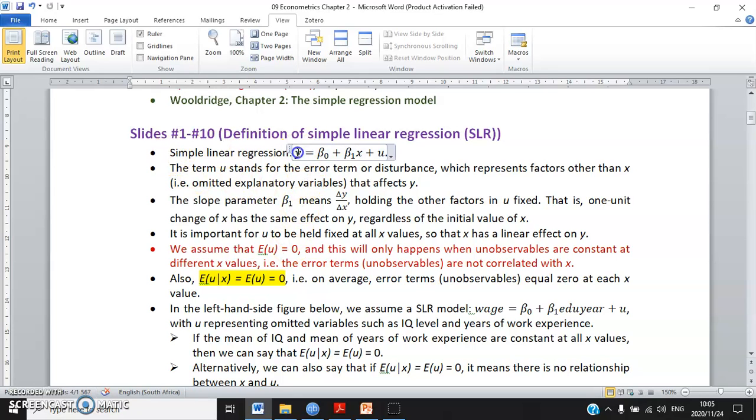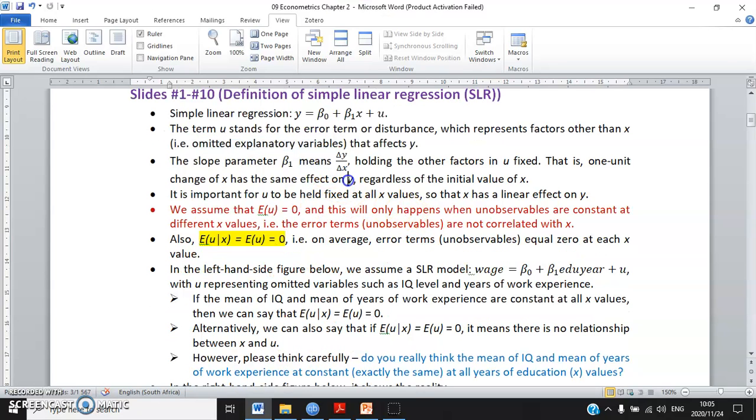So this is the simple linear regression. Okay, again, just a reminder. And then u stands for the error term or disturbance, which represents factors other than x that affect y. In other words, u stands for the omitted explanatory variables. Now the point is whether we make the right decision to run it as a simple linear regression. I think the answer is usually no, because in reality it is difficult to run a regression with only one explanatory variable. It's unlikely. There should be at least 2 or 3 factors that have some impact on the variation of y. And then the slope parameter, which in a simple linear regression model is simply change of y over change of x, holding other factors in u fixed.